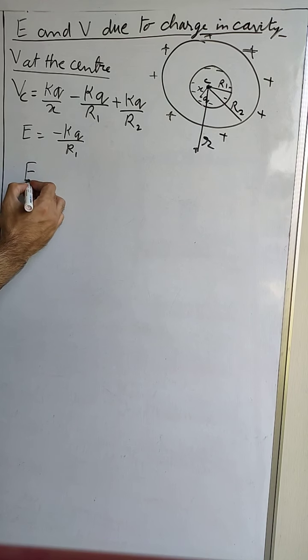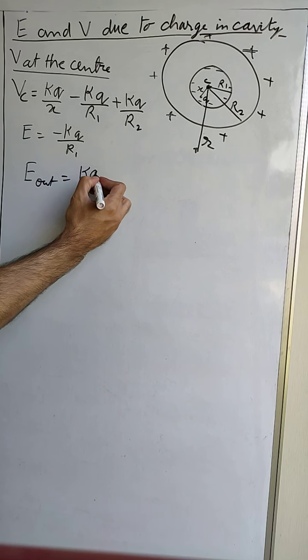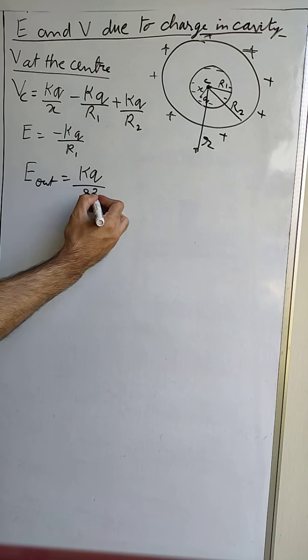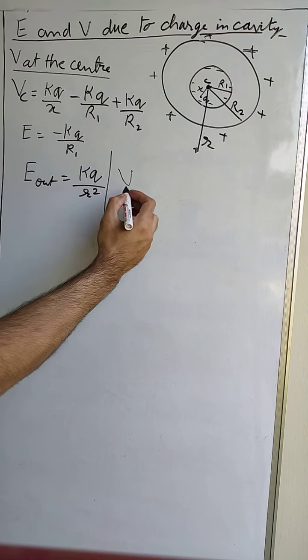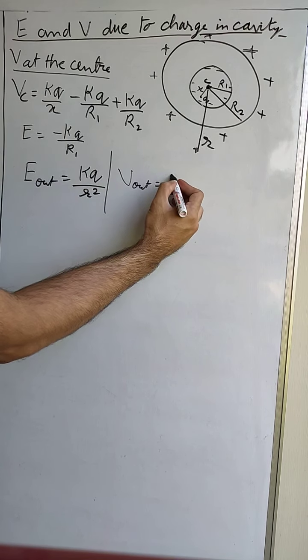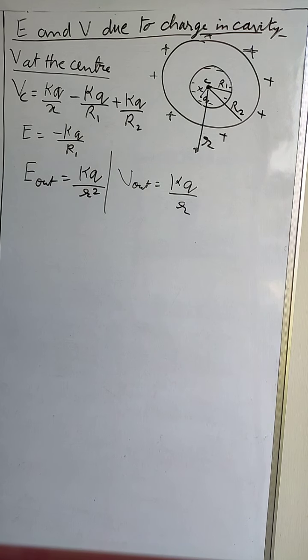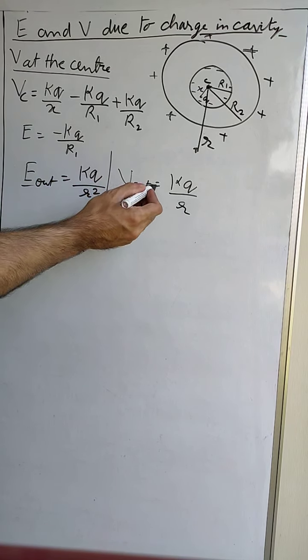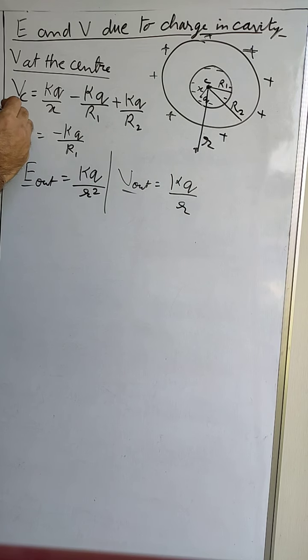So electric field, let us say E out, will be equal to KQ upon r squared, and similarly potential V out will be equal to KQ upon r. So we can see here that outside the sphere, the electric field intensity and potential is because of the outer charge. Inside the sphere, it is because of all the charges that are there.